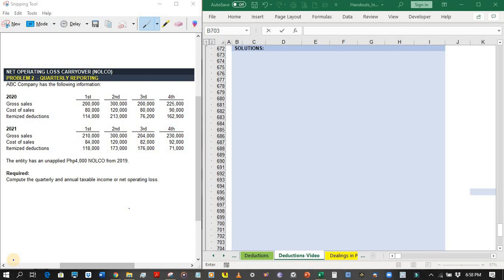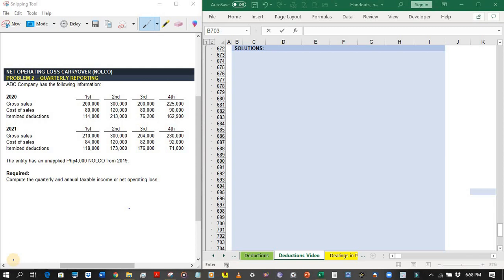Now let us answer another problem. The problem focuses on the quarterly filing of income tax return. What are the applicable rules for the NOLCO during the quarterly preparation of the income tax return?